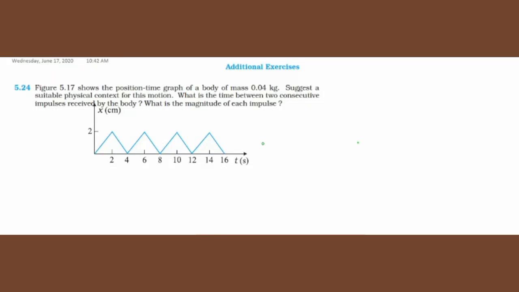Question number 24. You can see a diagram there. Mass of the object is given, 0.04 kilogram. Now, what is the magnitude of impulse and what is the time between two consecutive impulses?